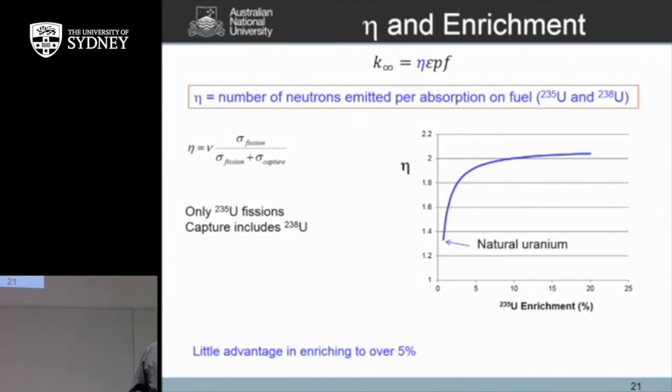It's a proliferation issue if people have highly enriched uranium. The highly enriched uranium is never used in power reactors, and it's increasingly being replaced in research reactors. But 5% for a power reactor is pretty good, and it doesn't really pay you to go much above 5% enrichment.